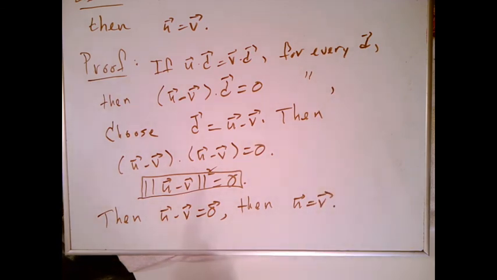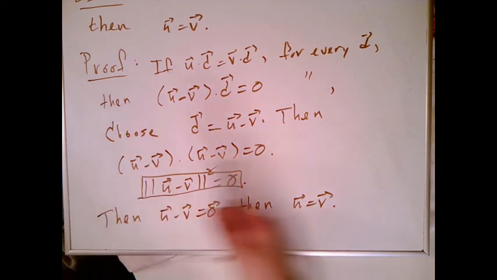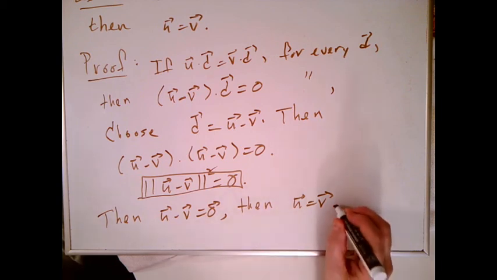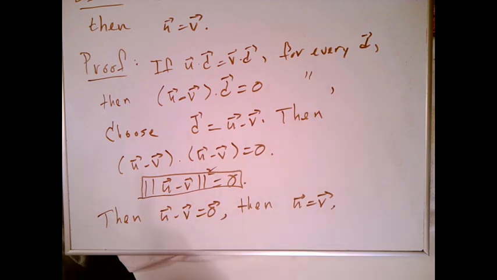And it certainly looks like we canceled the d. At no point did we divide by d, right? We chose very carefully one specific d, and that one d was actually enough to show us that u actually had to be equal to v. Now, just a conclusion: if u dot d is always equal to v dot d for every d, then you can cancel the d's.